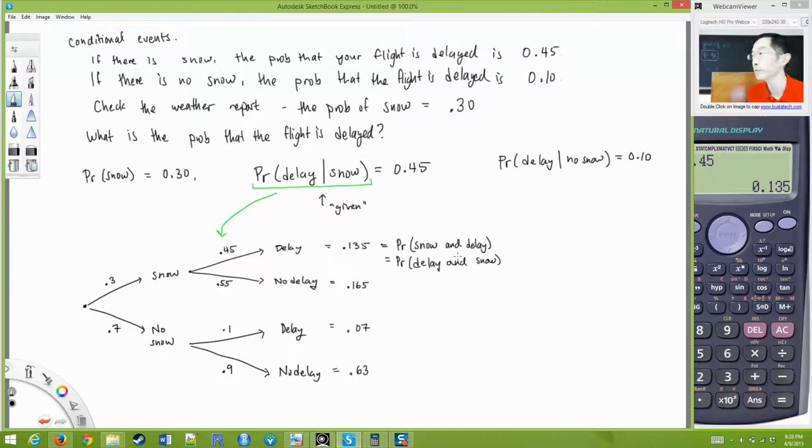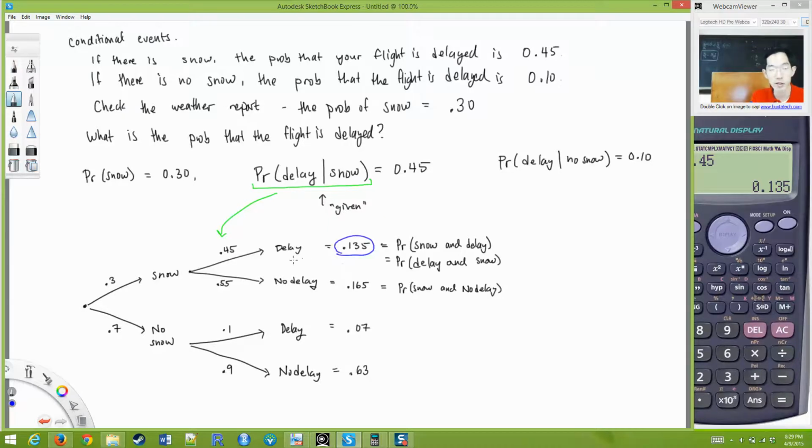Is that okay? All right, and so this over here would be the probability of snow and no delay. I don't feel like writing all of these out, but I think you get the idea. But we're asking, what is the probability that the flight is delayed? So what numbers do I add up to get this number? 0.135 and 0.07. Yeah, I would add this number.